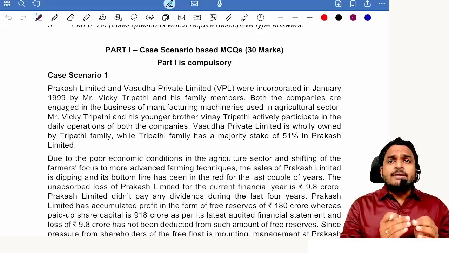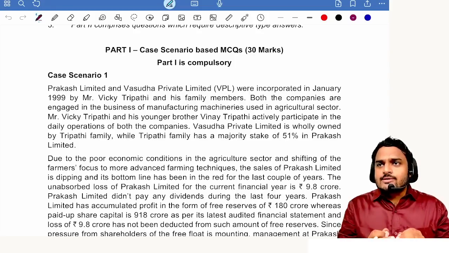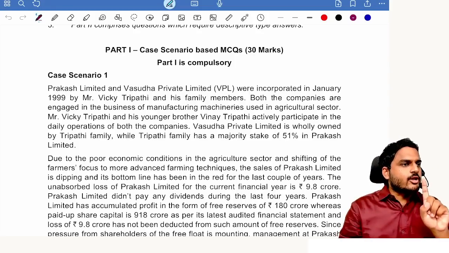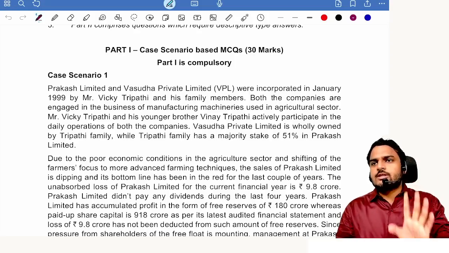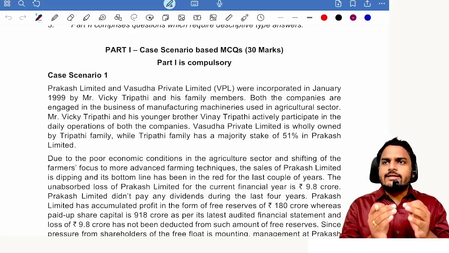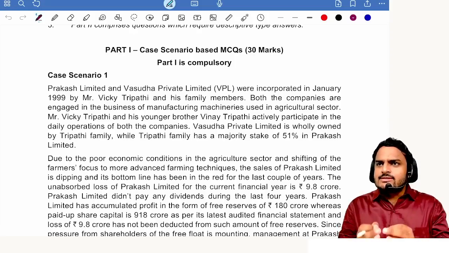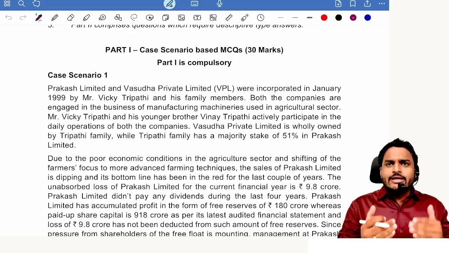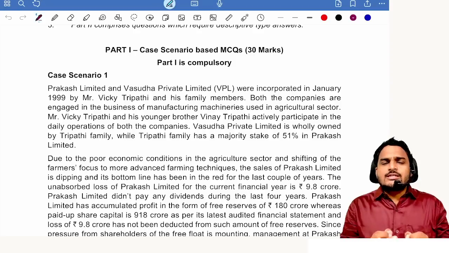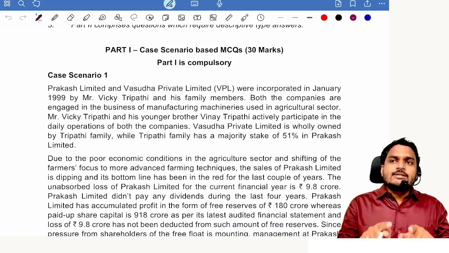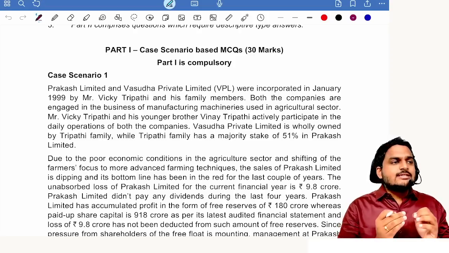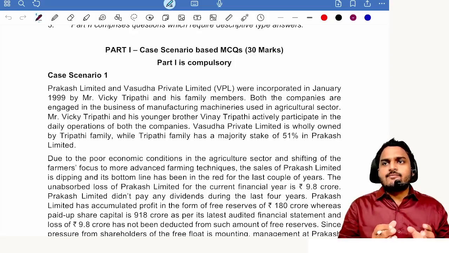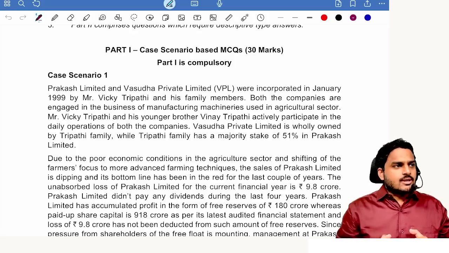Whenever you are attempting case scenario based multiple choice questions, first don't read the case scenario. Directly jump to the MCQ. Are you able to answer it or not? Check it. If you are able to answer it, no need to read the case scenario. Suppose one or two questions are connected with the case scenario. In that case, read the case scenario. But when you read the case scenario after seeing the questions, you can easily pick up the relevant points for answering those MCQs. Getting my point?